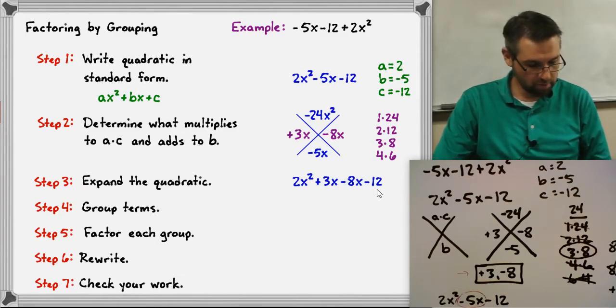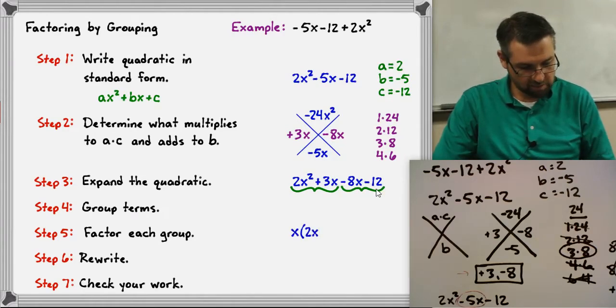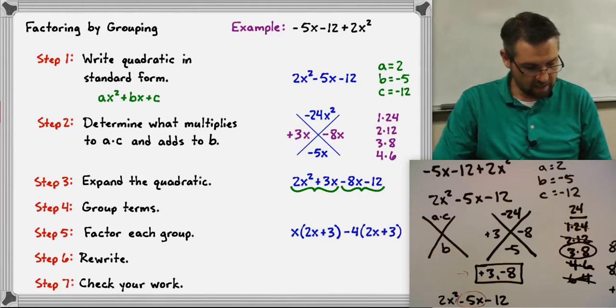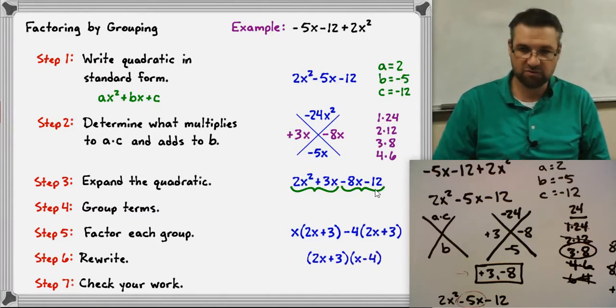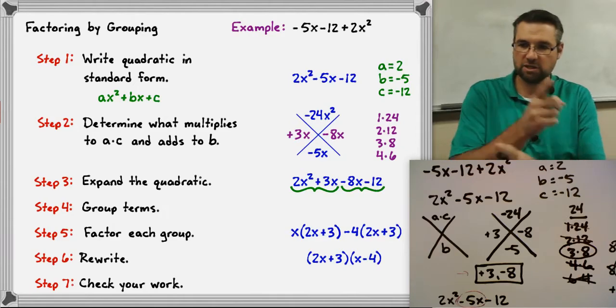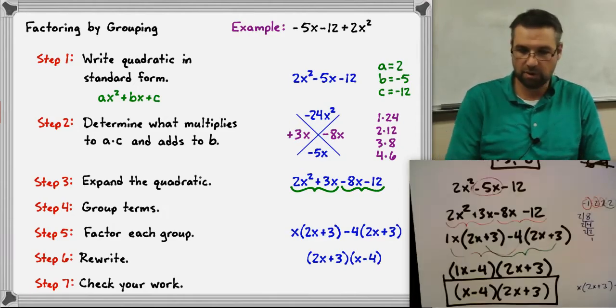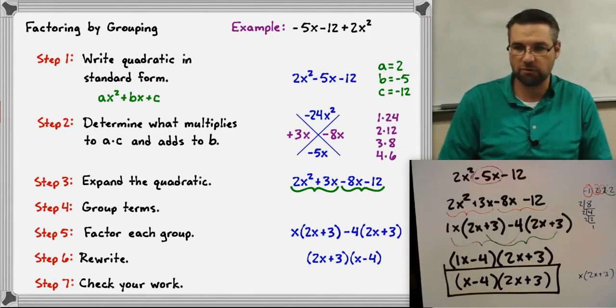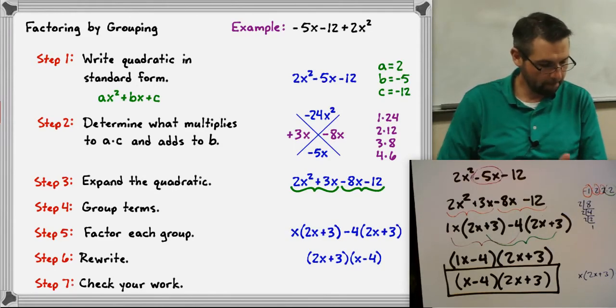And then we group, and we factor each of the groups. So the GCF there is x. Left over is 2x plus 3. The GCF on the next one is negative 4 times 2x plus 3. And then we would group, so we end up with 2x plus 3 and x minus 4. And notice the way I wrote it is actually backwards to the way I wrote it here, and it doesn't matter. Whichever way works for you is fine, okay?